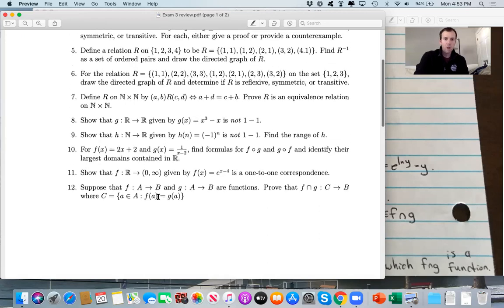So the last problem is a proof involving functions. Suppose that f and g are functions from A to B, then prove that their intersection is a function from C to B, where C is all of the points in A where f and g give you the same output.